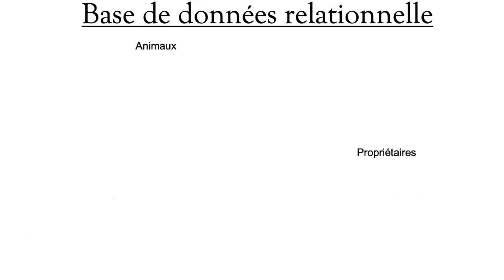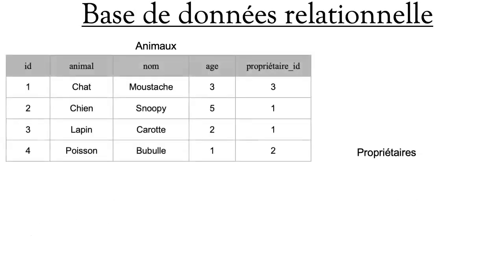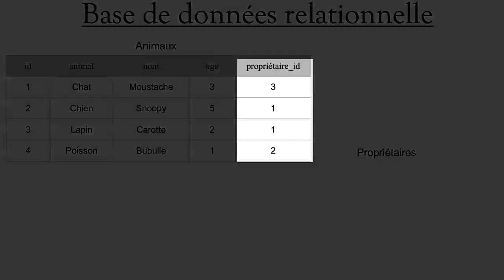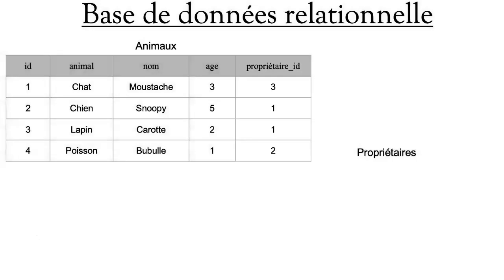Let's look at an example of a relationship between tables. Here we have a pet table containing some pieces of information about them. We have the ID column to identify each pet, the type of animal, cat, dog, etc., a column with its name, and another with its age. Last, you notice there is a column owner ID. This owner ID column links the data from the pet table to another table in the database.